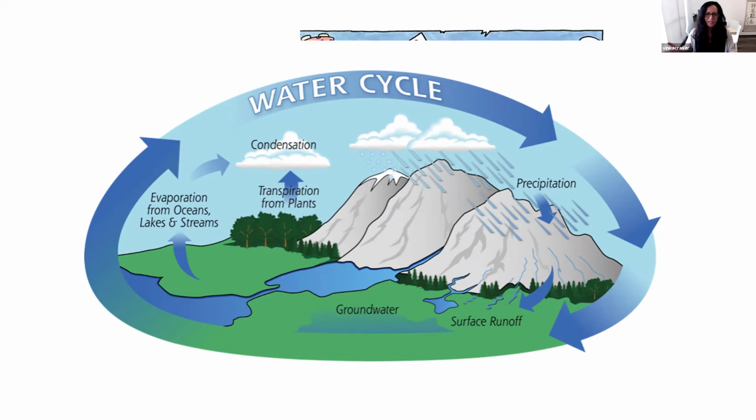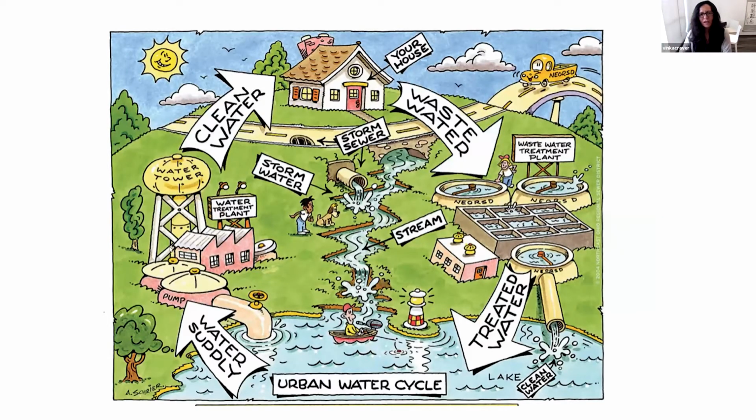Now, an urban system is going to look a little bit more messy. We take water from a water supply, which could be either surface water or groundwater. That clean water is transported to your house or the city. When we use it, obviously, we are washing dishes, taking showers, going to the bathroom. You are generating some wastewater, and that wastewater has to be treated.